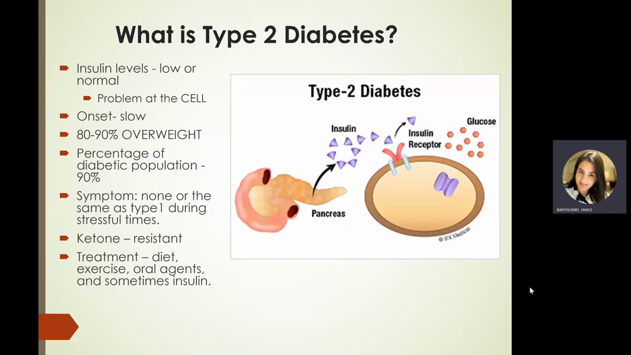The symptoms are all of the type 1, so all your P's, plus fatigue and tiredness, especially if they're sick or going through a stressful time, because their glucose levels tend to increase.